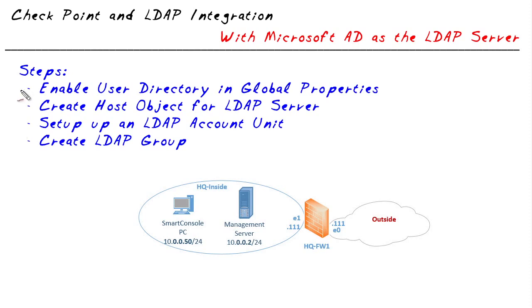And here's the steps. We're going to enable the feature of user directory in the global properties on the manager. That'd be our Checkpoint manager. We're going to create a host object which points to the IP address of the Active Directory domain controller, who's going to be acting as our LDAP server. We'll set up an LDAP account unit, and the LDAP account unit is going to have all the information that the system needs, a username and the credentials for that user to access the LDAP database. And then we're going to create an LDAP group in Checkpoint, and that LDAP group is going to be linked to that account unit. And then we can use that LDAP group inside of our policy.